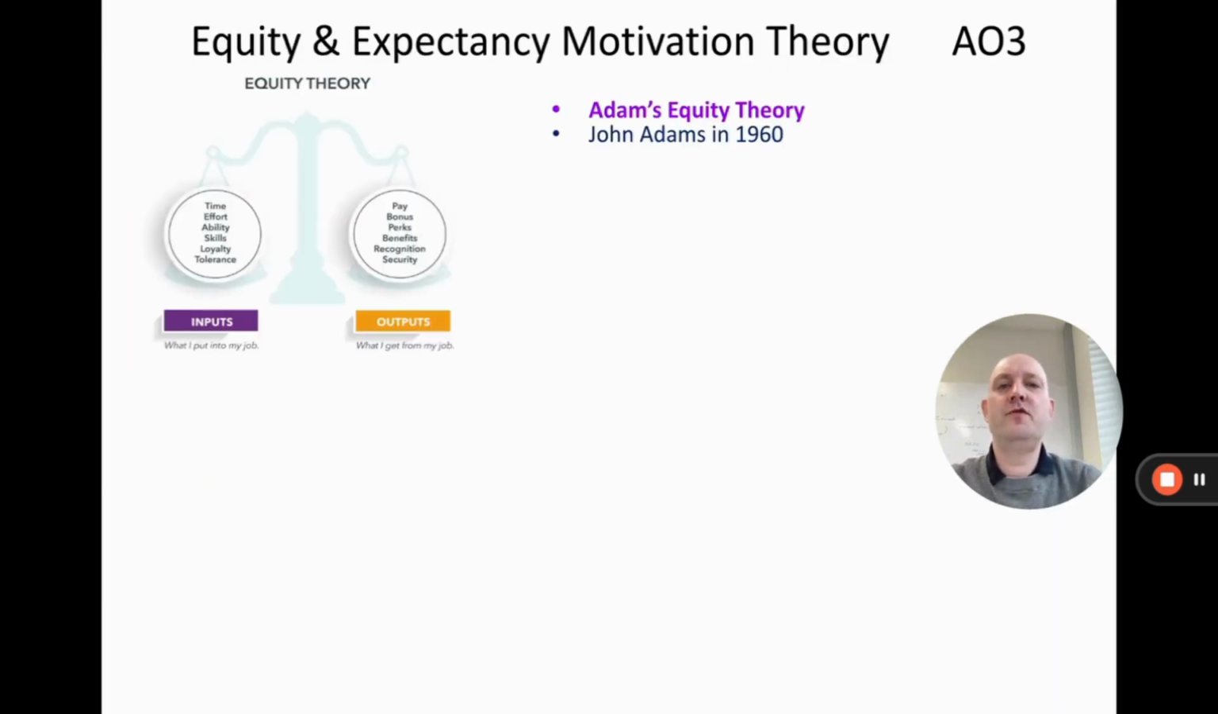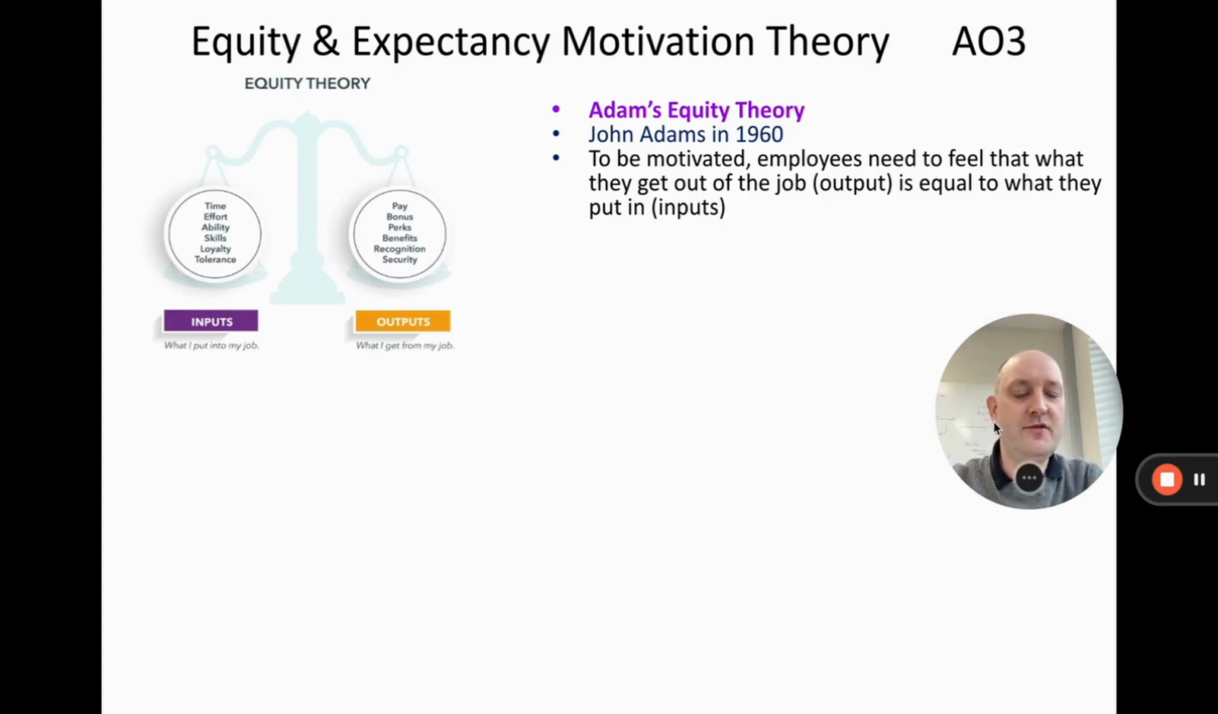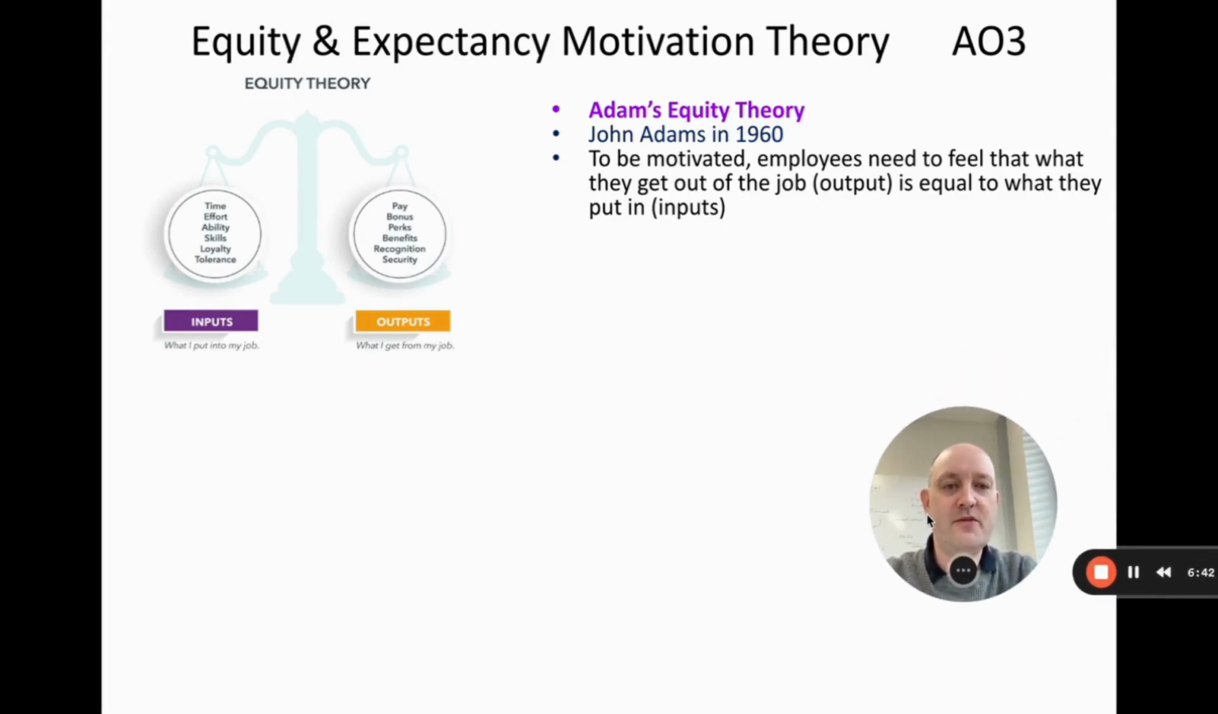Okay, let's move on to the final two motivation theories of the 7. The first one is Adams's equity theory. Equity here means equal, created by John Adams in 1960. And he said to be motivated, employees need to feel that what they put into the job, the input, is the same as what they get out of the job, or what they get out of the job is equal to what they put in the job.